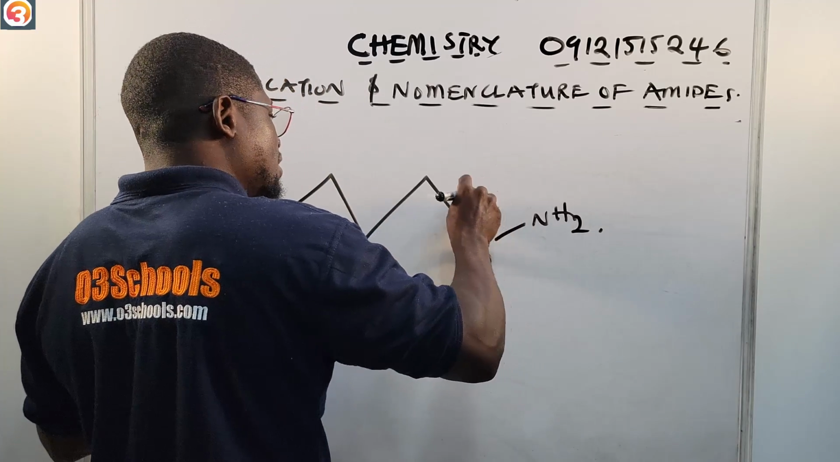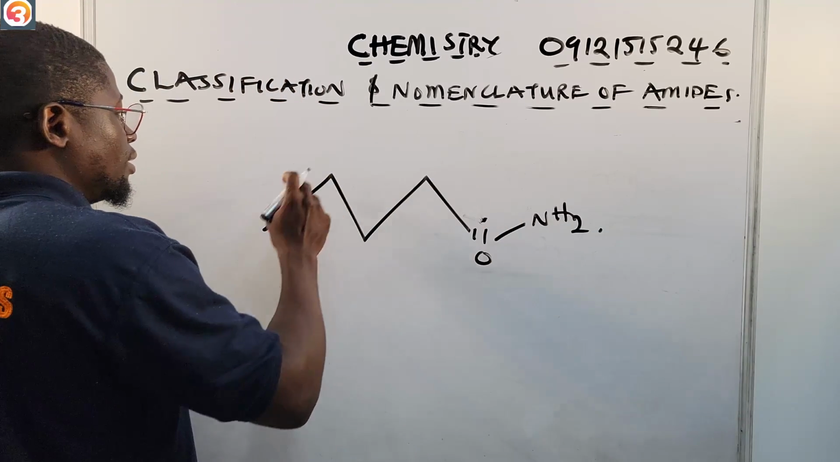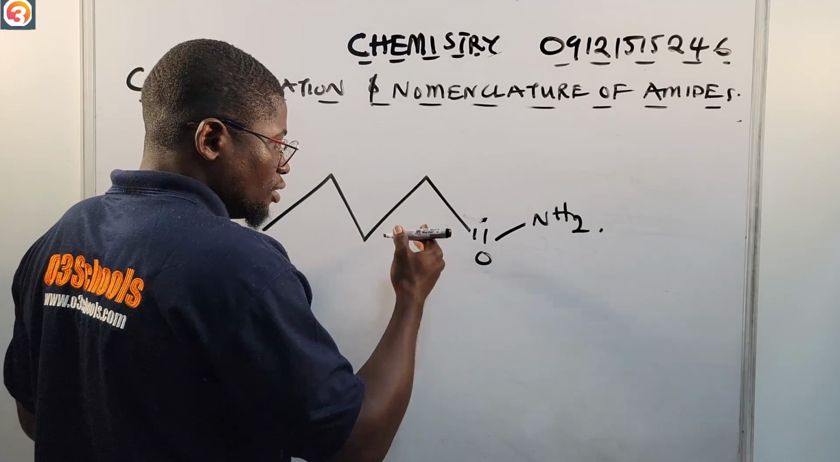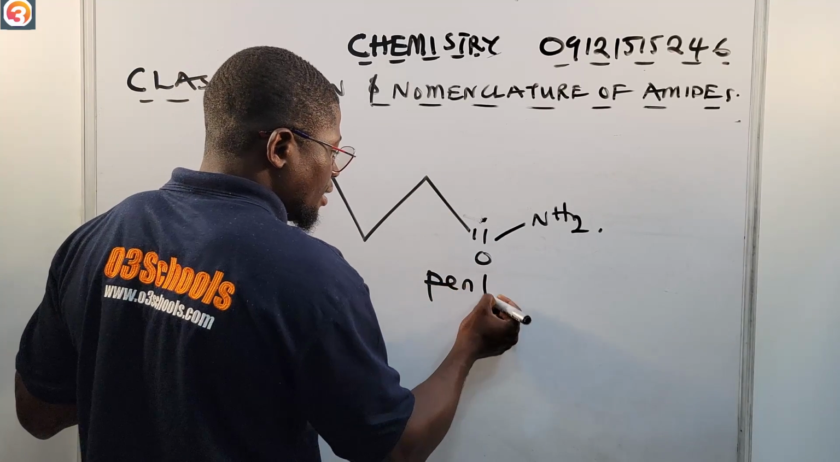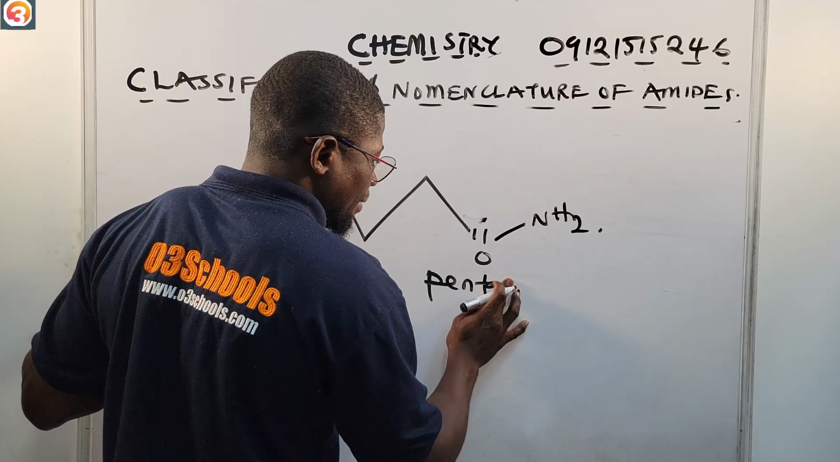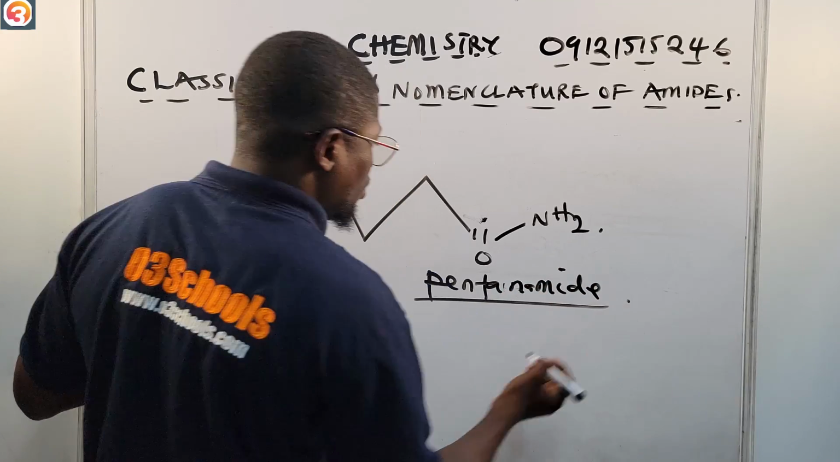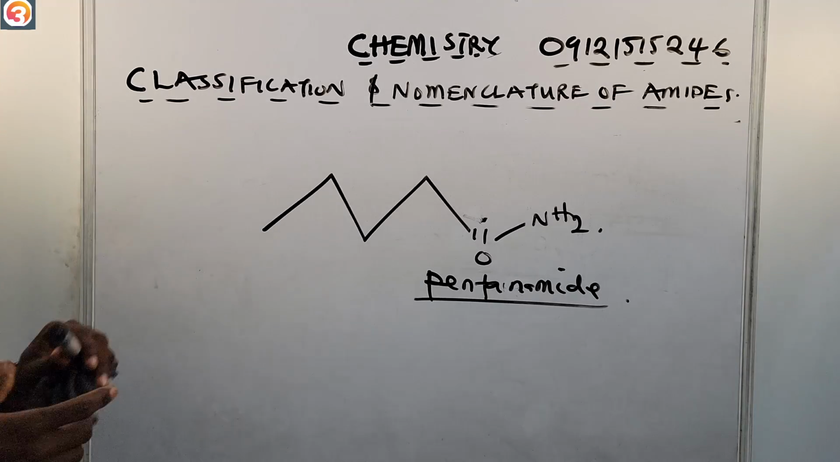All right. So now, what is the longest chain of carbon atom? 1, 2, 3, 4, 5. So for 5, that is pentane. So this will be called what now? Pentanamide. Okay. So this is our pentanamide. All right, so please, very easy.